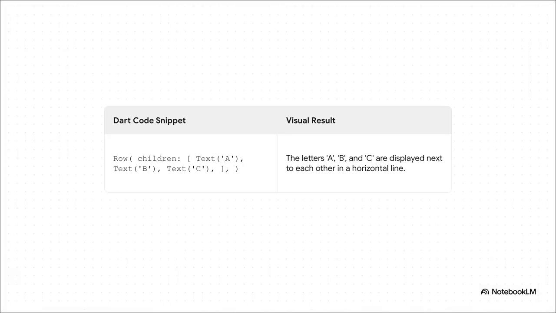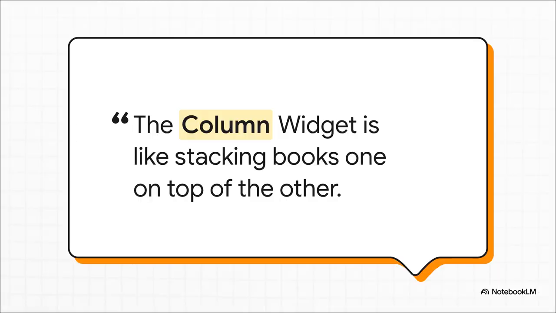And here's how you do it. Notice the code here is a little different. Instead of a child, a row has children, plural, and you give it a list of widgets. You can spot the list because of the square brackets. So here, we're giving it a list with 3 text widgets, A, B, and C. And what does Flutter do? It just lays them out in a row. Easy peasy.